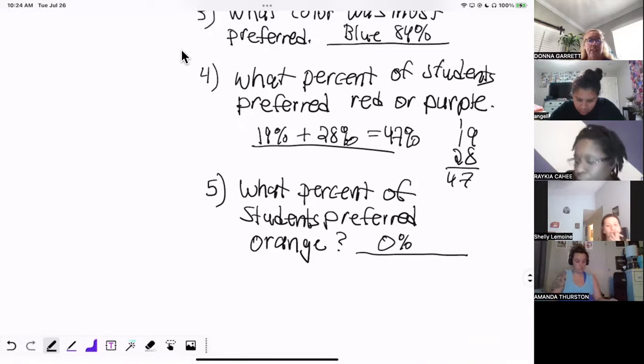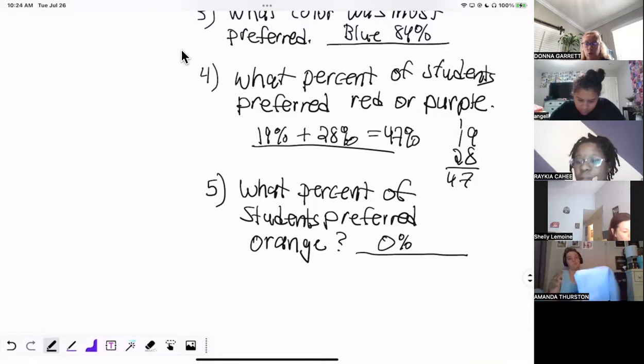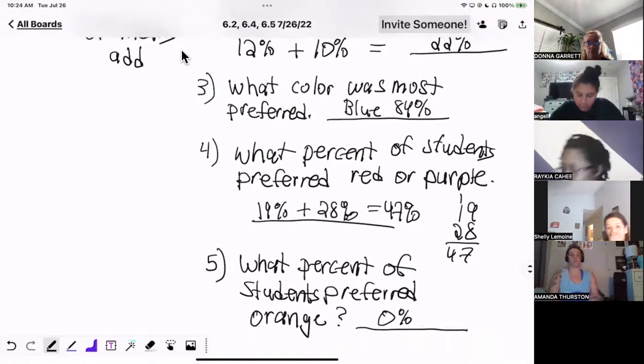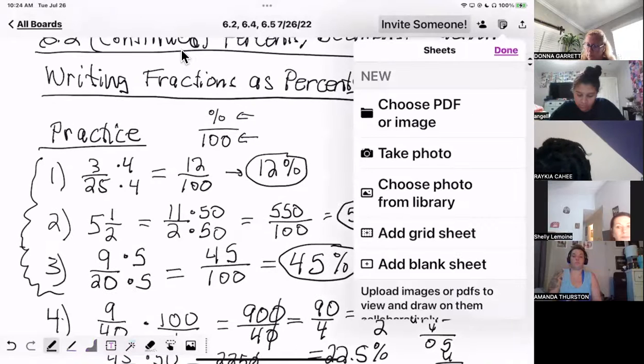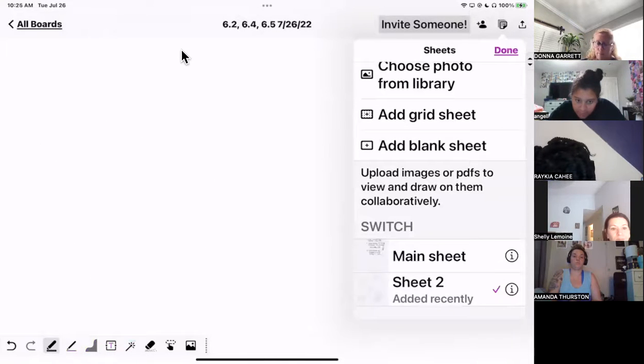All right, so that was the end of 6.2, but we're really going to tie it into 6.4 because we're going to do proportions in 6.4. So we're going to do more percent. We'll practice a whole bunch more in this section. Questions before I change the page? All right, 6.4.